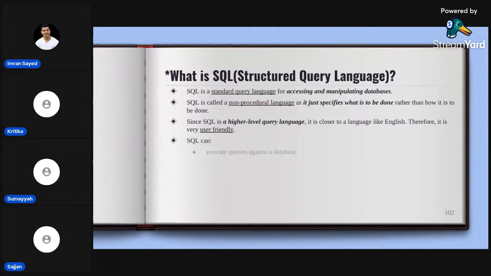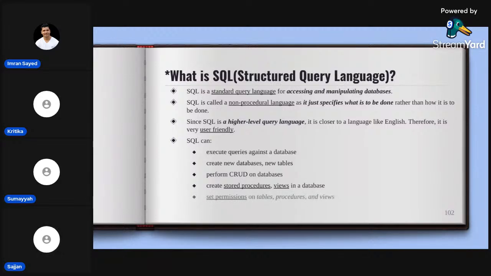SQL can execute queries against a database, create new database, new tables, perform CRUD on database, create stored procedure, view in a database, set permissions on tables, procedure, and views. Disadvantages of SQL are complex interface for user, cost for programmers, and partial user control.